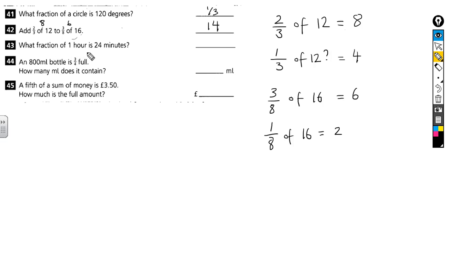What fraction of 1 hour is 24 minutes? So we have to think, fractions, we're talking about parts of something. We have 24 minutes. Well, how many minutes are there in a whole hour?